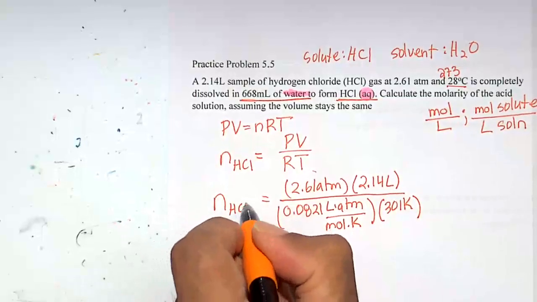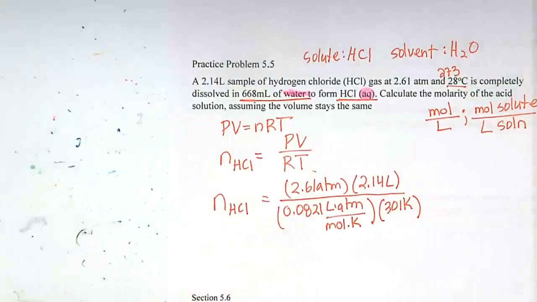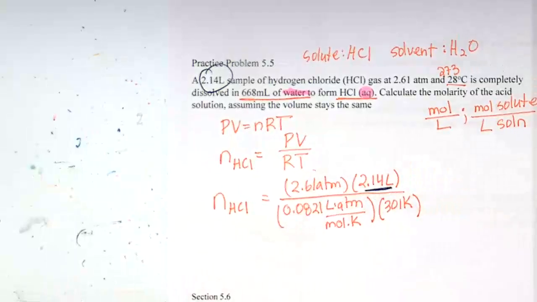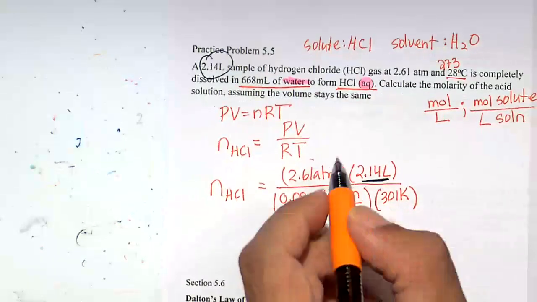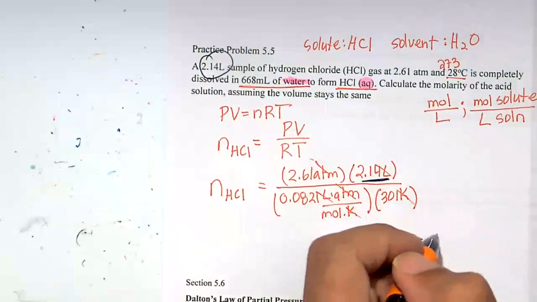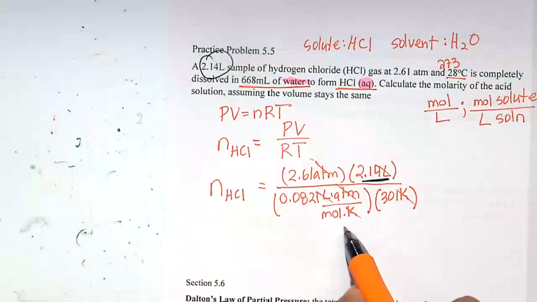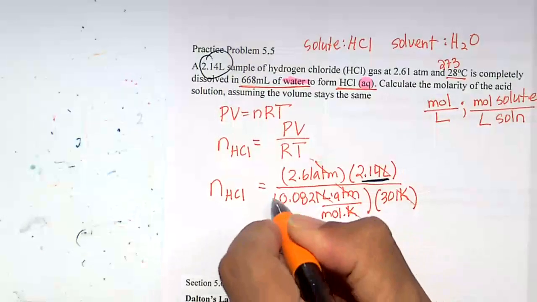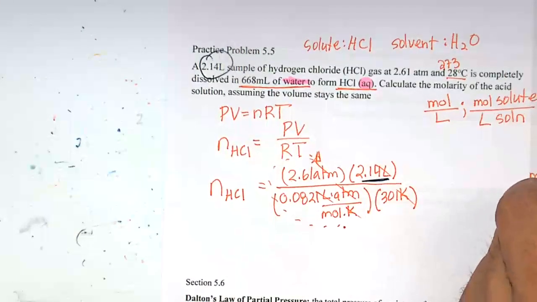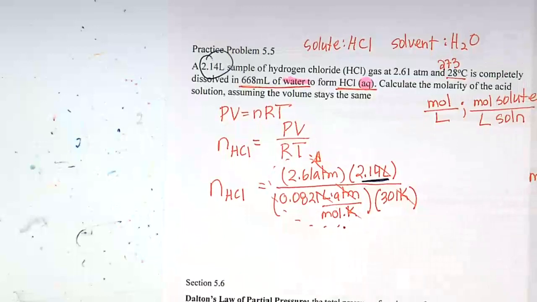This is our moles of HCl. It's 2.14 liters of the gas. Right, atm cancels, liters cancels, Kelvin cancels. The moles in the denominator of a denominator move up to the numerator. So our answer will be in moles of HCl.